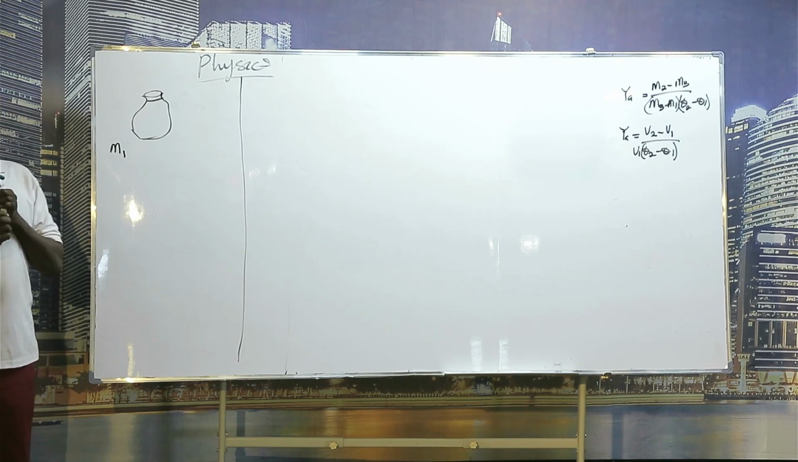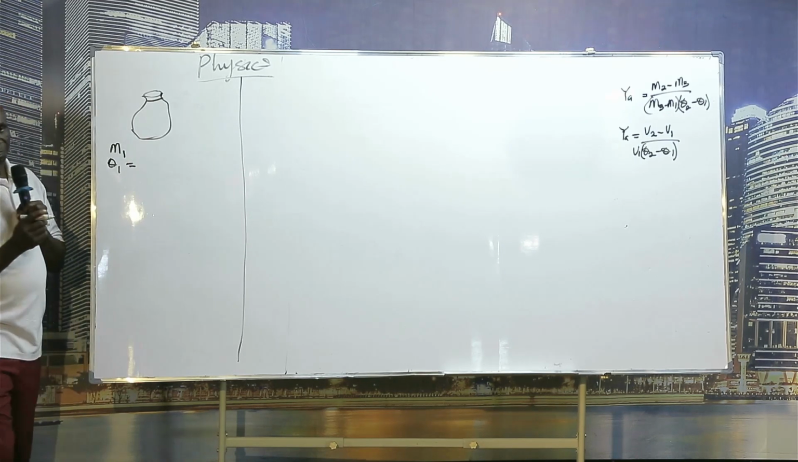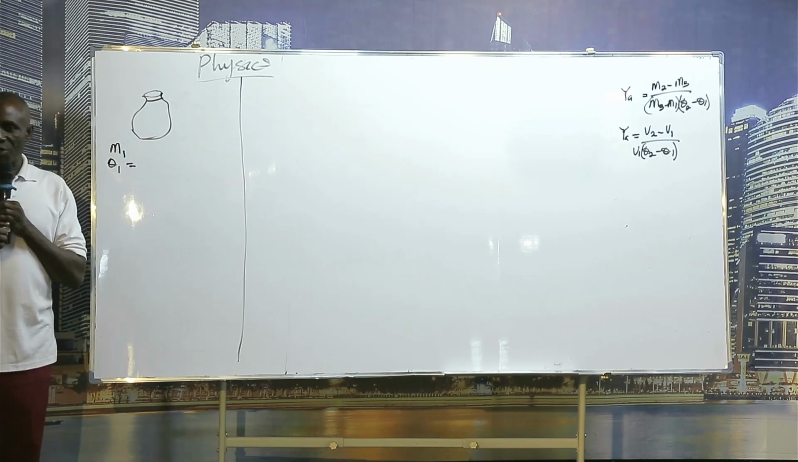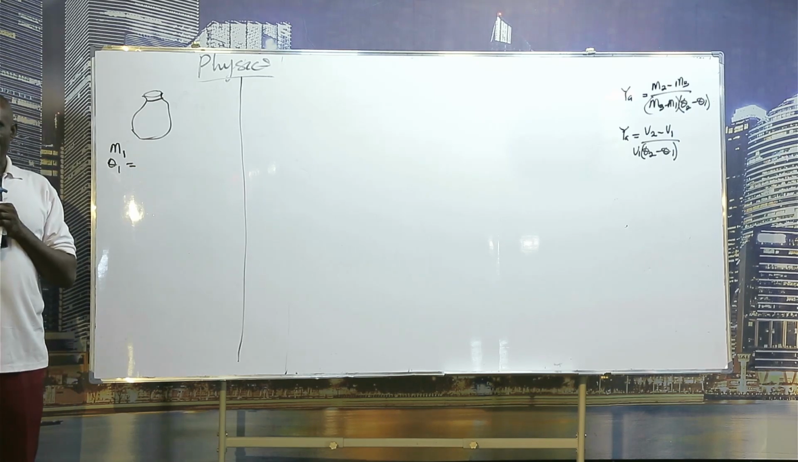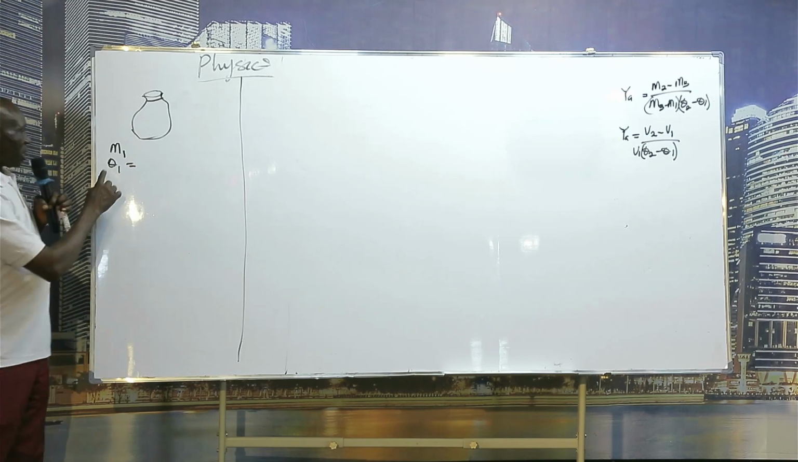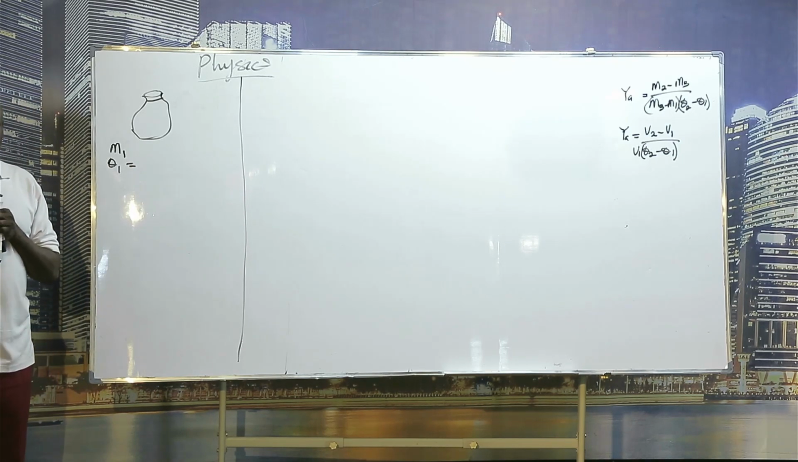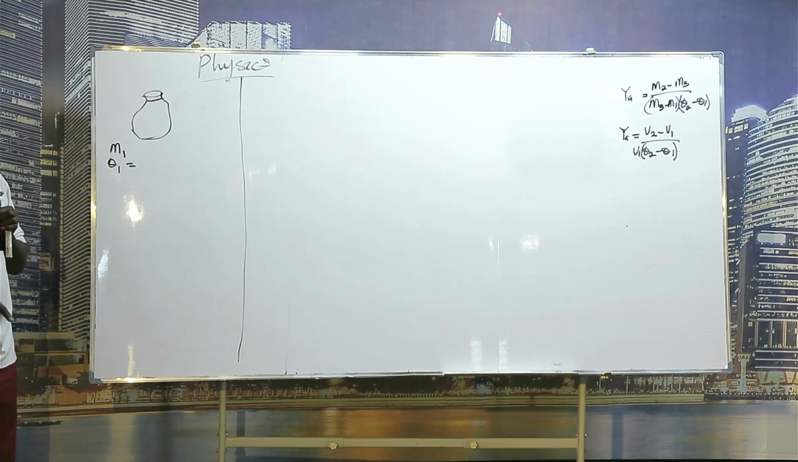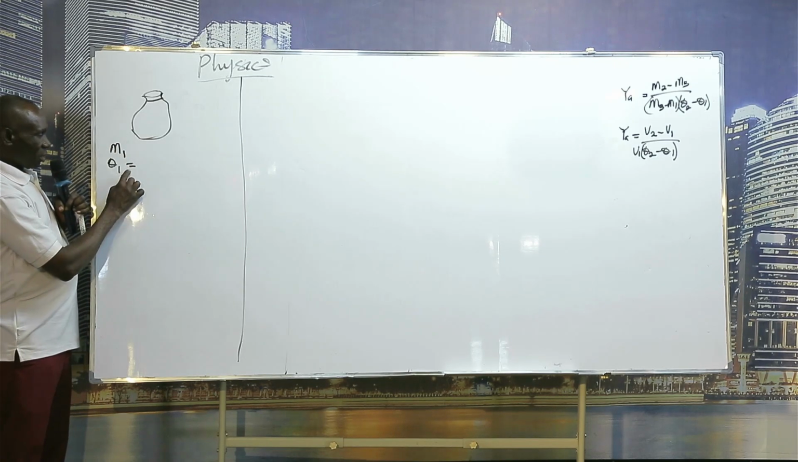That's exactly right. So the room temperature, we call it theta 1. So what's another name for room temperature? Initial temperature. You can take note of it. So let me come back. M1 is what? Theta 1 is what?